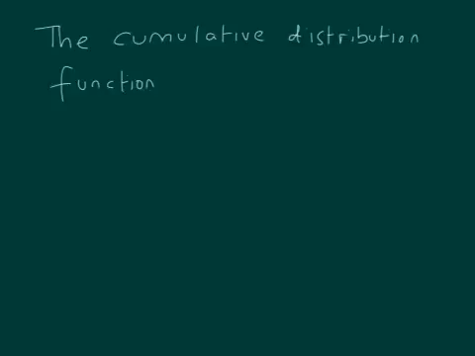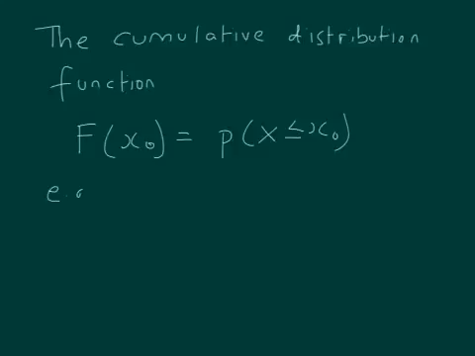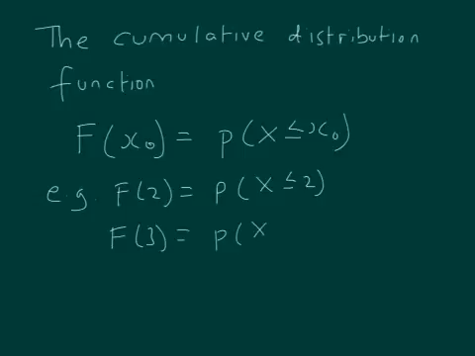This video is about the cumulative distribution function. It's normally written with a capital F, and it's defined to be the probability that x is less than x0. So capital F of x0 is the probability that x is less than x0. So for example, F of 2 is the probability that x is less than 2. F of 3 is the probability that x is less than or equal to 3.